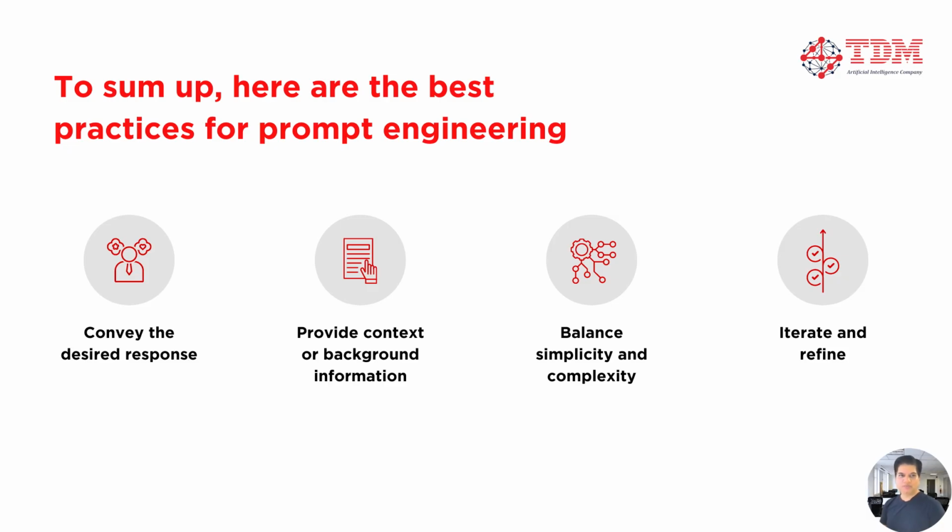To sum up, here are the best practices for prompt engineering. Clearly convey the desired response. Be explicit about what you need. Provide context or background information. Set the scene so the AI understands the context. Balance simplicity and complexity. Avoid making your prompts too simple or overly complex. Iterate and refine. Keep testing and tweaking your prompts until you get the best results.